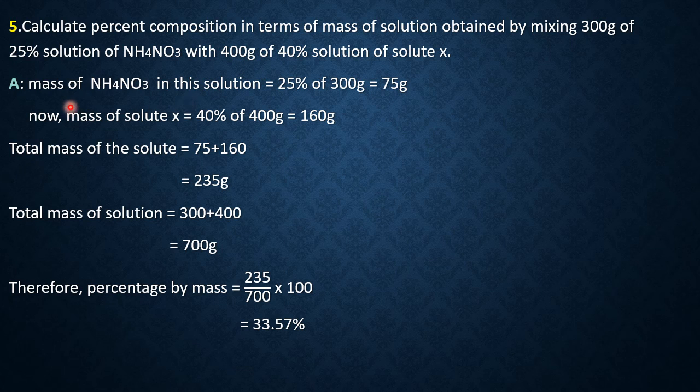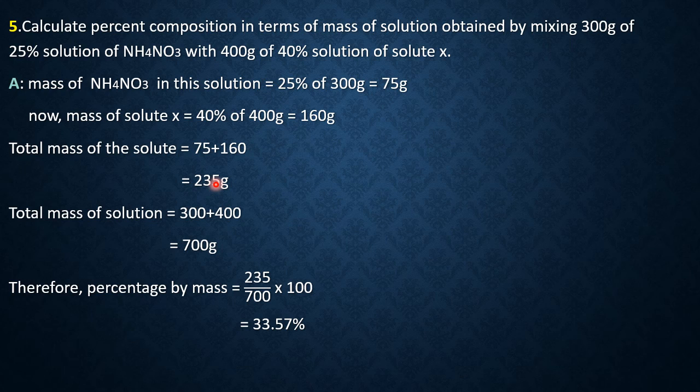Okay, right. So mass of ammonium nitrate in the solution equals what? He has given a 25% solution of ammonium nitrate. How much is it? It is 300 gram. So in the 300 gram, the percentage of ammonium nitrate is 25%. That means the mass of ammonium nitrate equals 25% of 300, which is 75 gram. In the same way, the mass of the other solute X is 40% of 400 gram, which gives you 160 gram. So 75 is ammonium nitrate, 160 is X. Total mass of solute equals 235 gram.